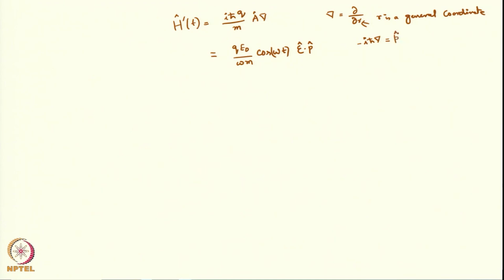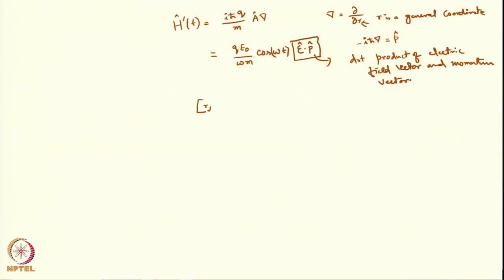So, now what you are looking at is the dot product between the electric field vector and the momentum vector. That means for this H prime t to be non-zero, the electric field and momentum should be in the same direction or should have projection onto each other.